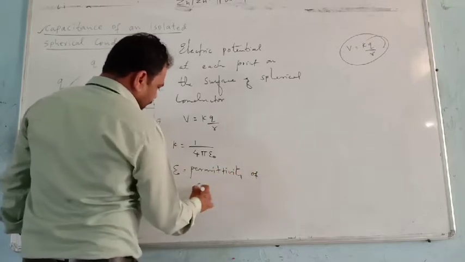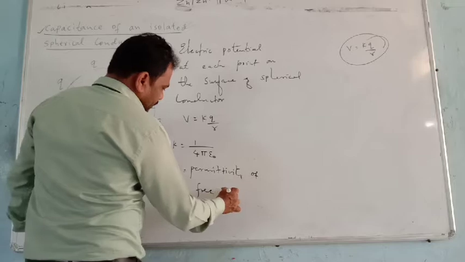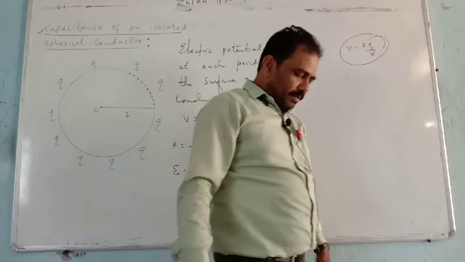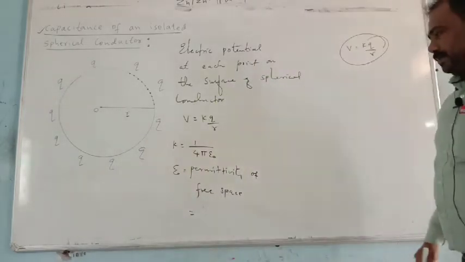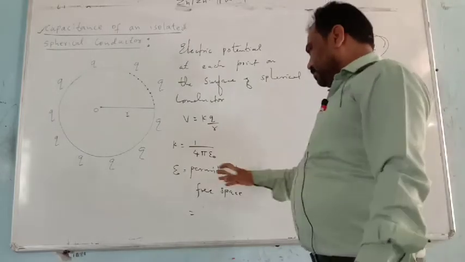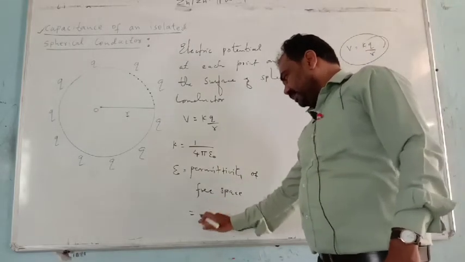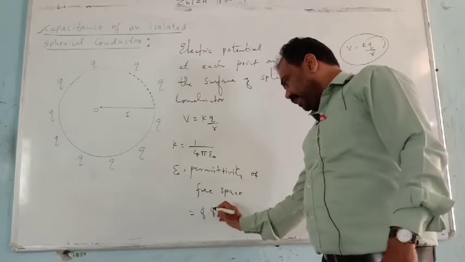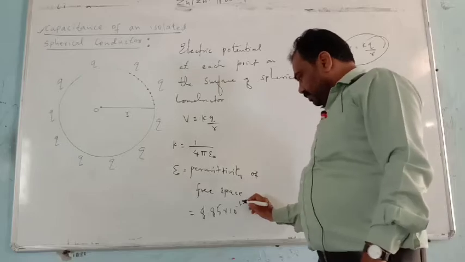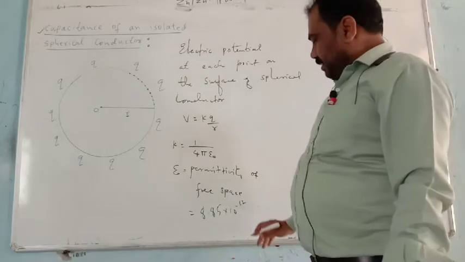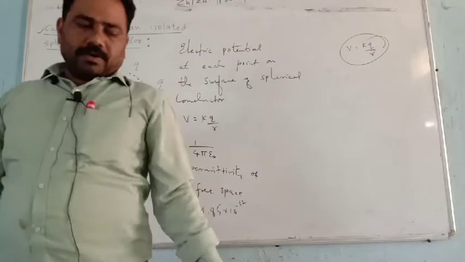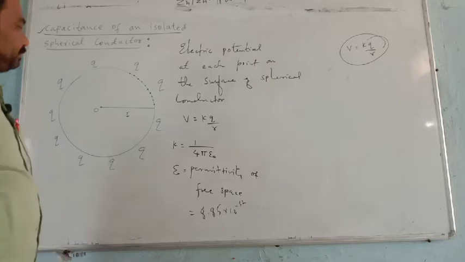So we have seen already in details. It has a constant value, and we have to use that constant value for solving a number of problems depending on the capacitance of an isolated spherical conductor. Here epsilon naught has a constant value, and that is 8.85 into 10 to the power minus 12. You should keep in your mind this is the constant value for epsilon naught, and it is used for solving a number of problems.